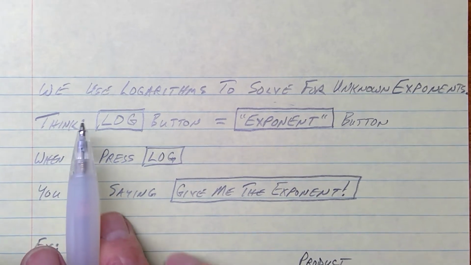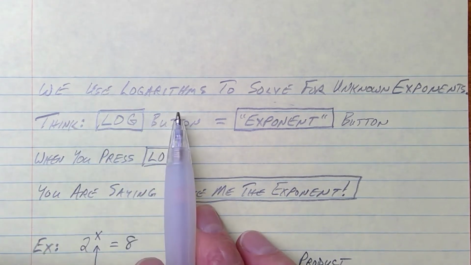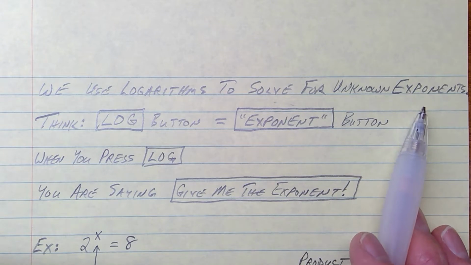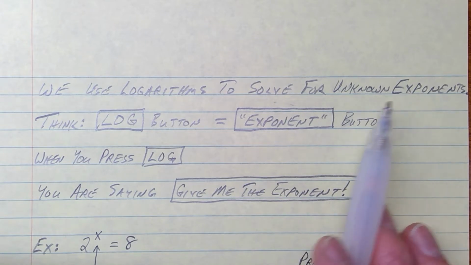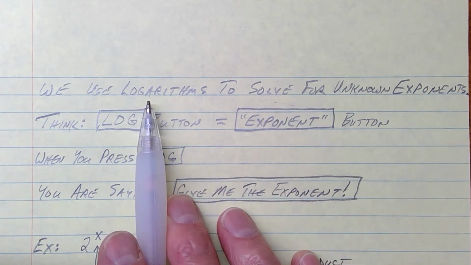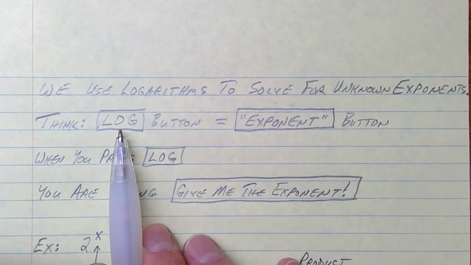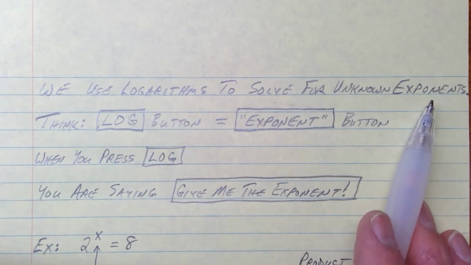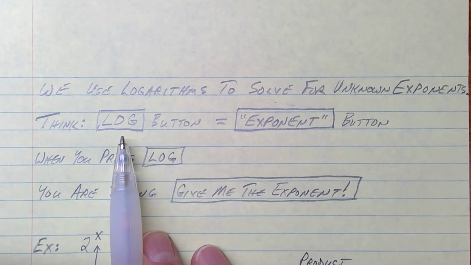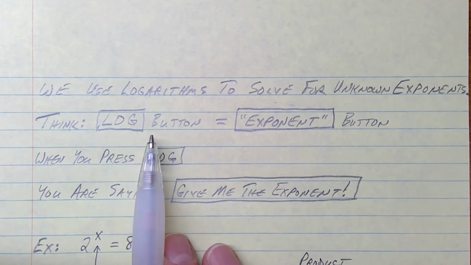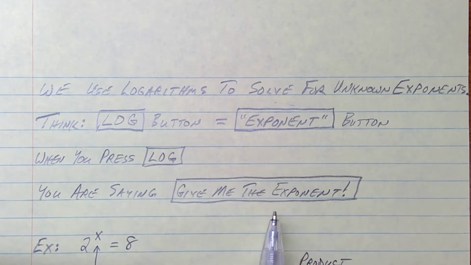All right, so let's talk about logarithm a little bit. We use logarithms to solve for unknown exponents. That's the only thing in this class that we're going to use a logarithm for. You're not ever going to press the log button unless you're looking for an exponent. That's what the log button does. If you're pressing the log button, you're basically saying, give me the exponent.